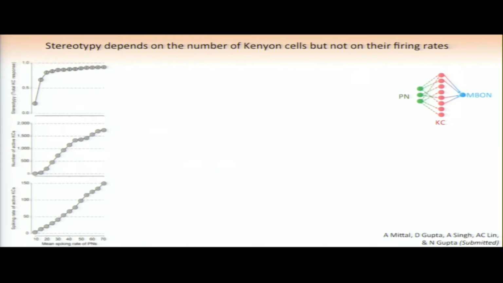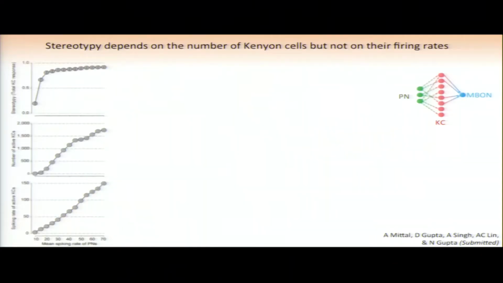Then we looked at the network properties that lead to this consistency. One thing we found is that the overall size of the network determines the level of stereotypy or consistency that there will be. So larger networks will have more stereotypy, and also the amount of activity in the network leads to more consistency.